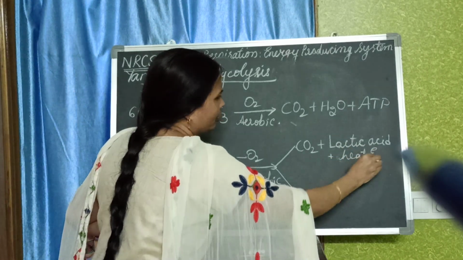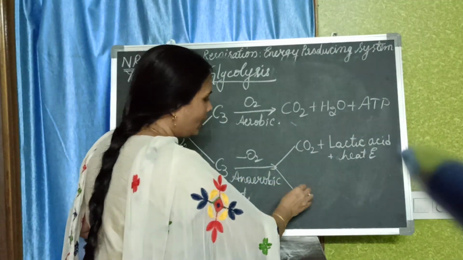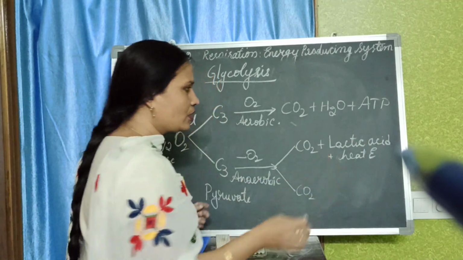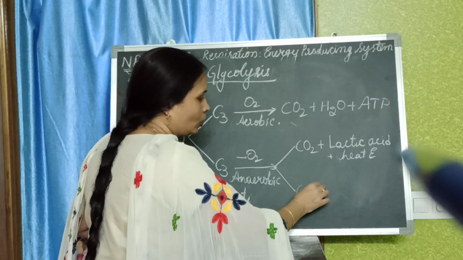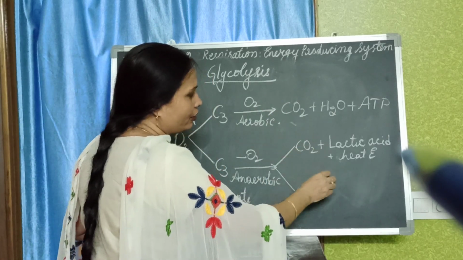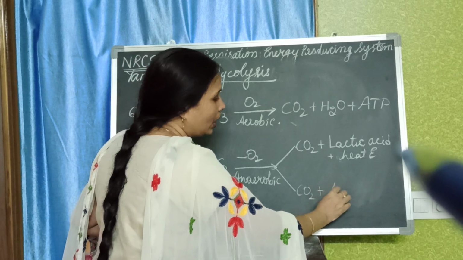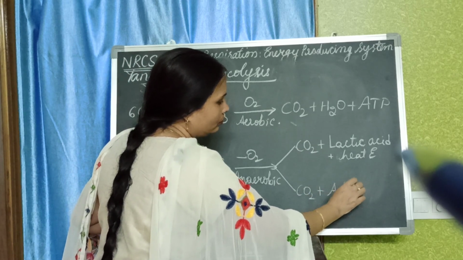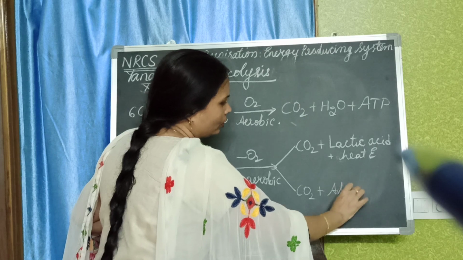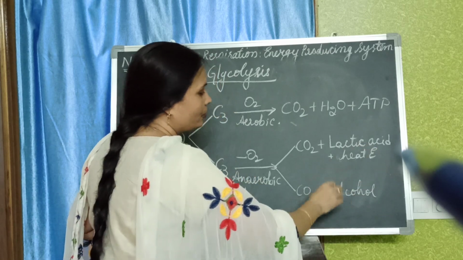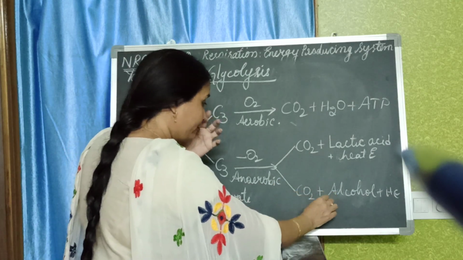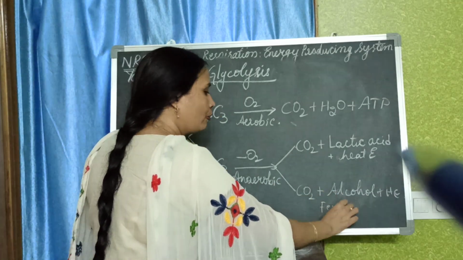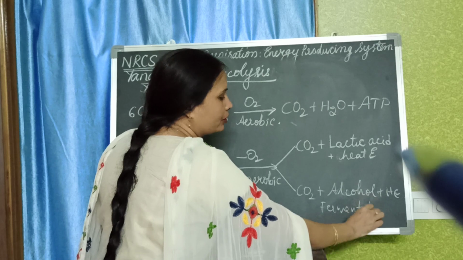Or heat energy, right? And then again here also carbon dioxide is common. In all 3, carbon dioxide is common. But what happens is, here instead of lactic acid, alcohol is produced. Alcohol is produced and heat energy. Here, fermentation. Where do you see this kind of fermentation?